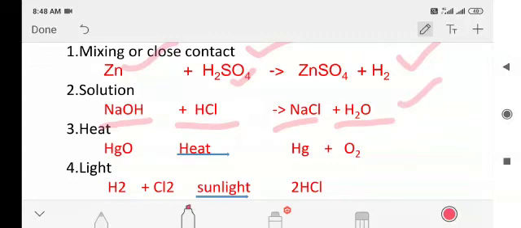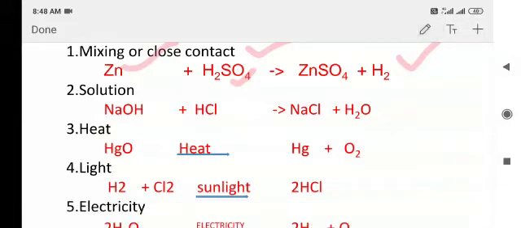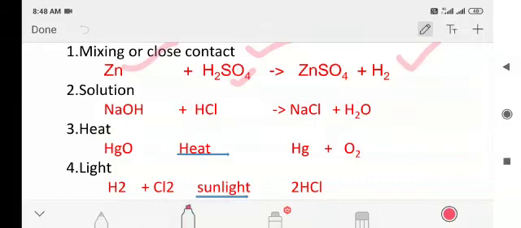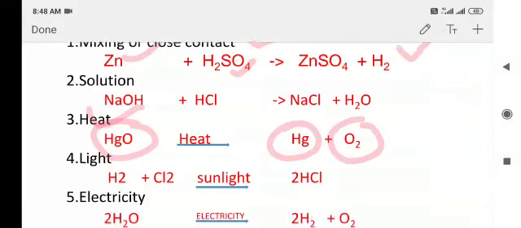Now the third condition: some substances react only if you supply heat energy. For example, mercuric oxide breaks into mercury and oxygen. This reaction takes place only if you supply heat energy. That means for some reactions, heat energy is required.